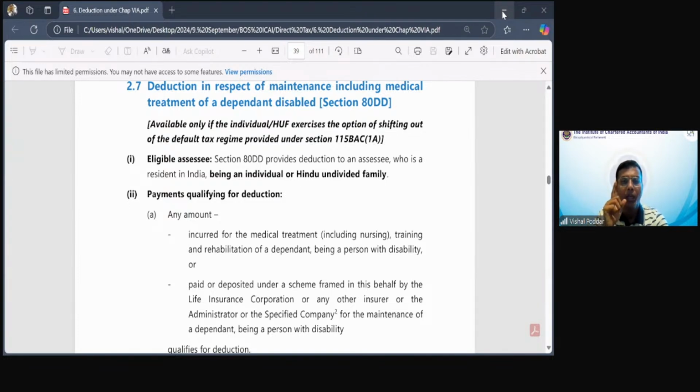Now, 80DD will cover only payment for the dependents, that is all the other family members. 80U will cover payment for yourself. And both these sections otherwise are totally the same. The only difference is whose payment you are making. For your own self, if you are making payment and you are disabled, go to 80U for getting deduction. If you are making payment for dependents because they are disabled, you get deduction under 80DD.